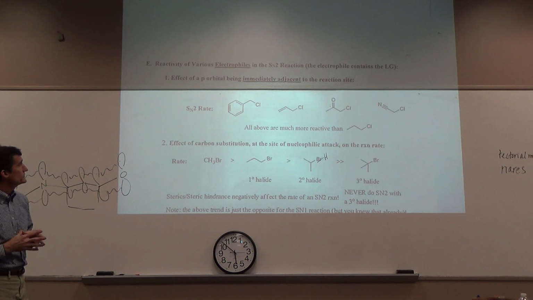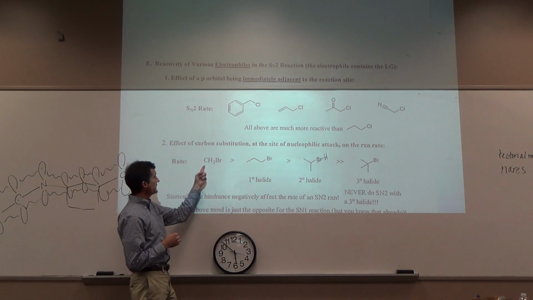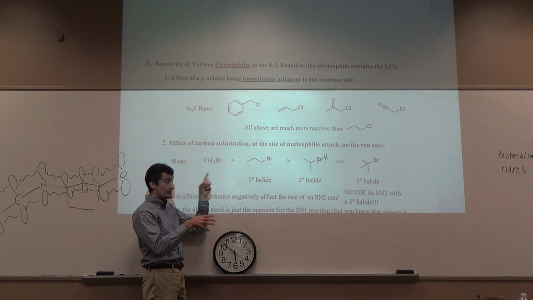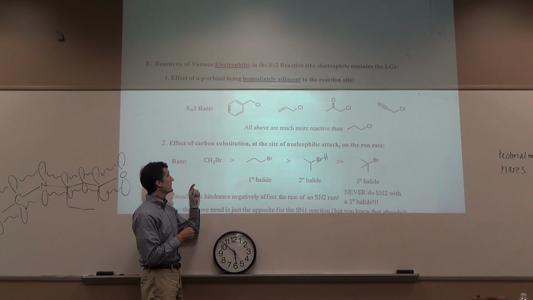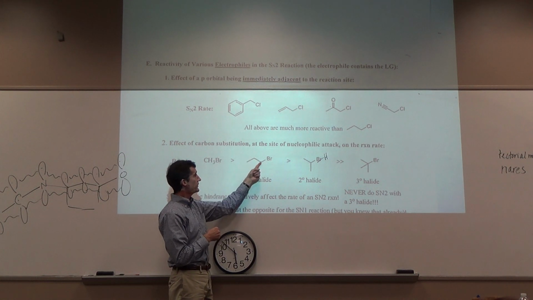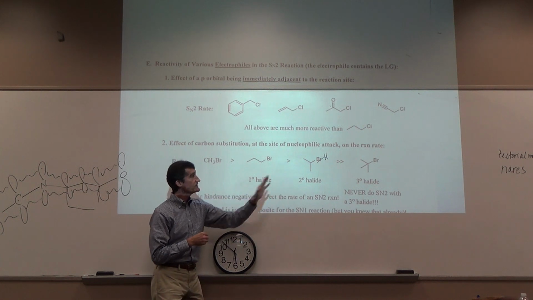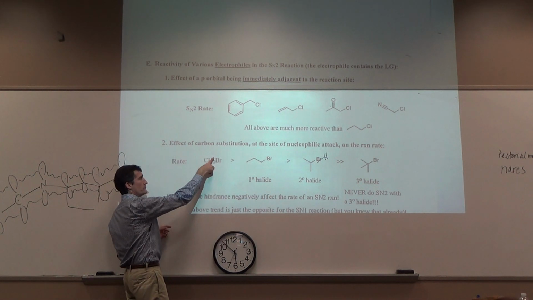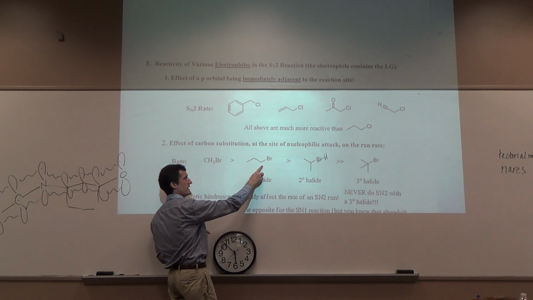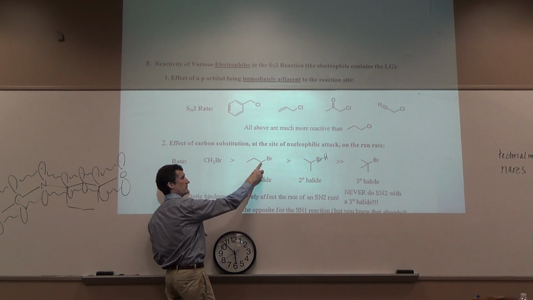Effective carbon substitution. Number 2. As you increase the carbon substitution at the carbon we're attacking, kicking off a leaving group, as you start getting more substitution on it by other carbons, we'll see that we slow down the rate. This is just methyl bromide. It's the fastest. Its rate is greater than this. That's called a primary halide because the bromine's on the primary carbon. Why is it called primary? Because it's bonded to one other carbon.